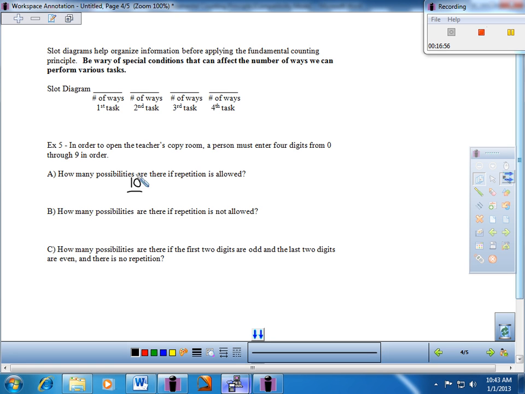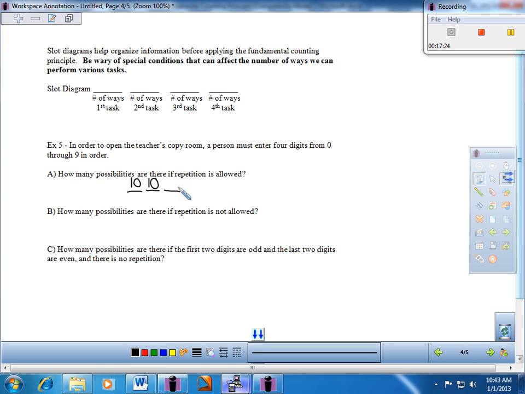All right. Identify the second task, everybody. The second task is to hit the second button. And in this case, how many possibilities are there for that second digit? There are 10 possibilities, of course. It can be 0 through 9 because repetition is allowed. This one does not affect this one right here.